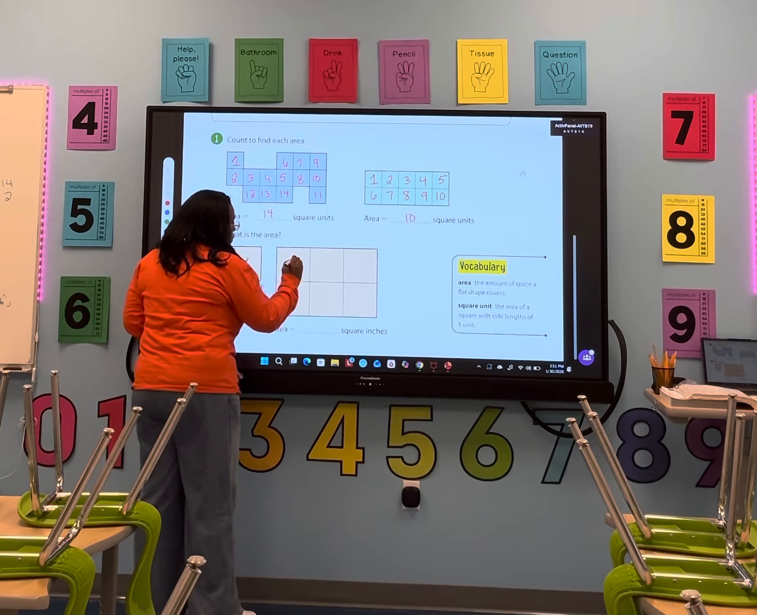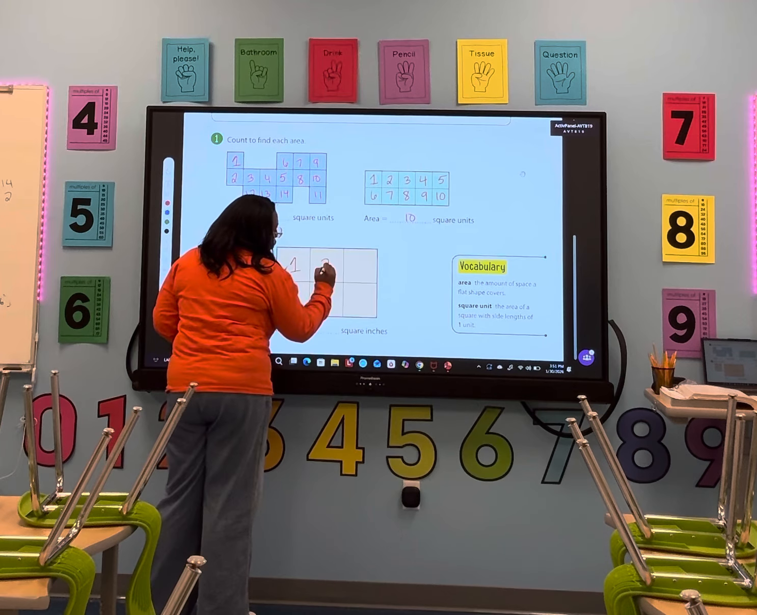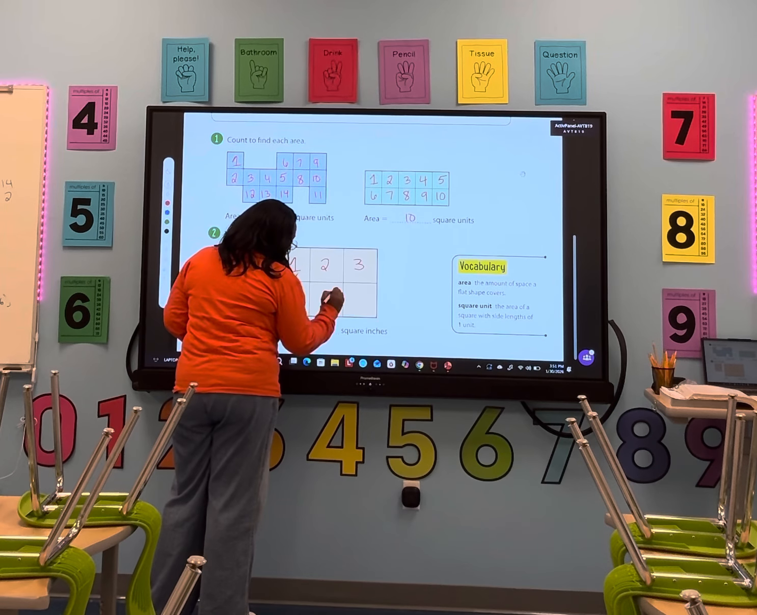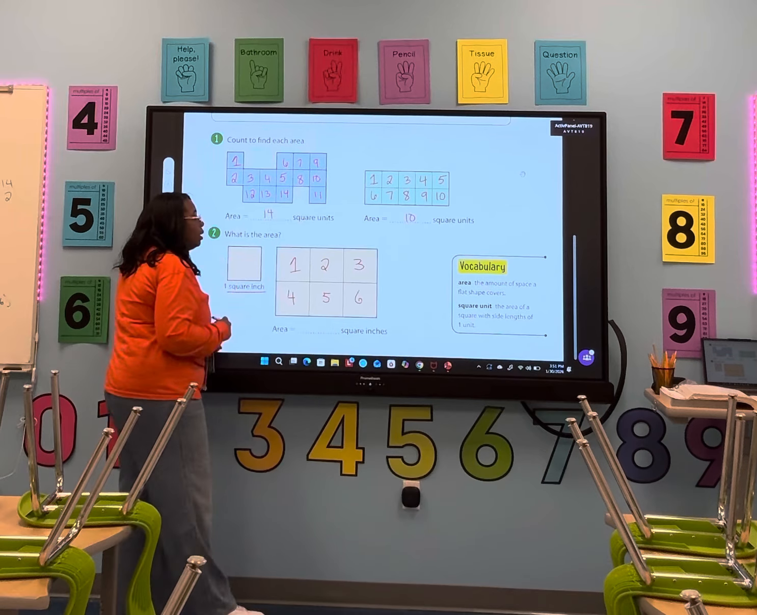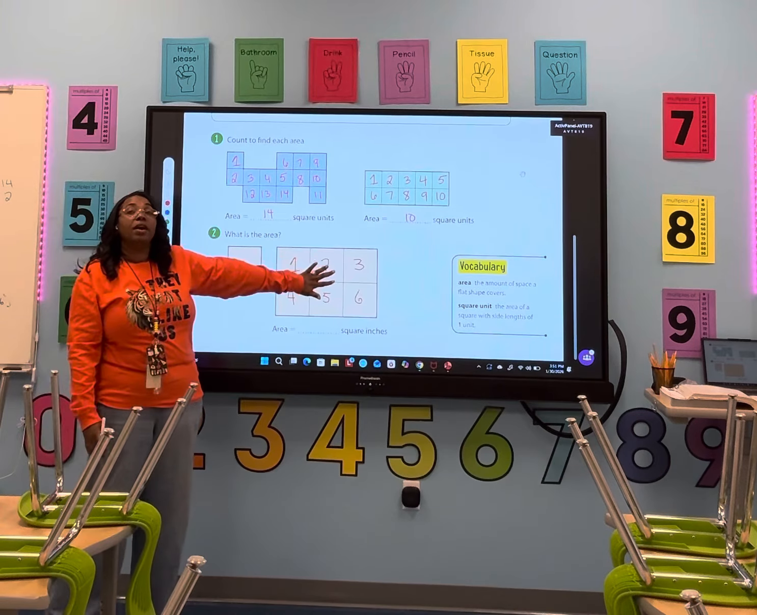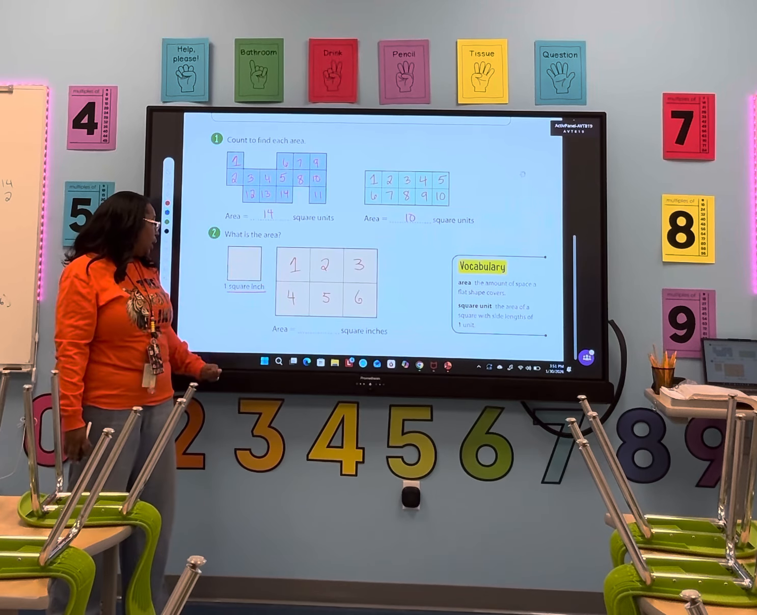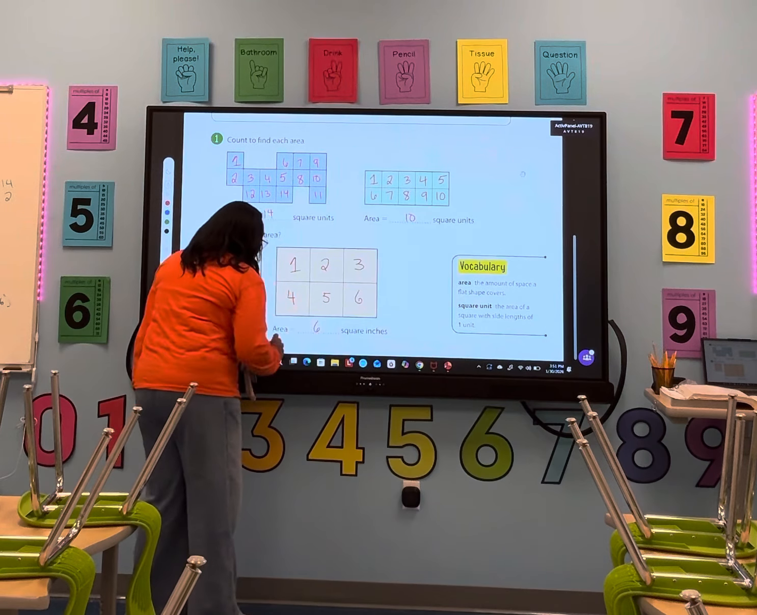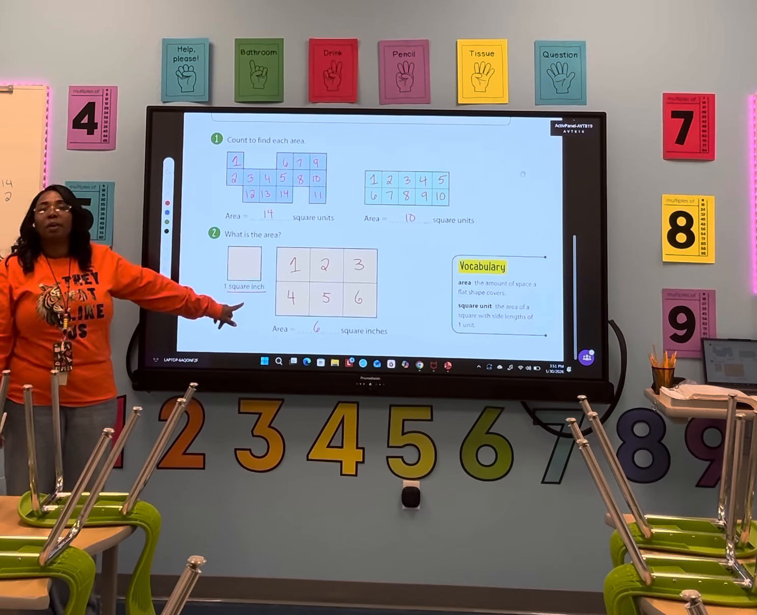So this will be 1, 2, 3, 4, 5, 6. So now we know the area of this rectangle is 6 square inches. And this time we did inch blocks.